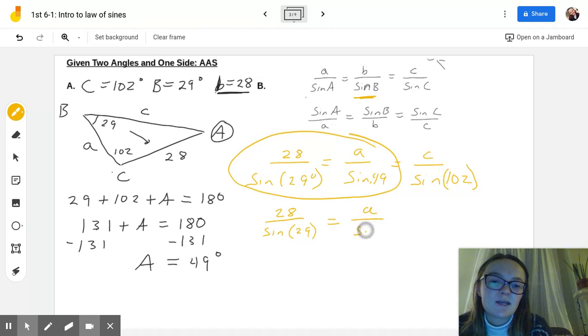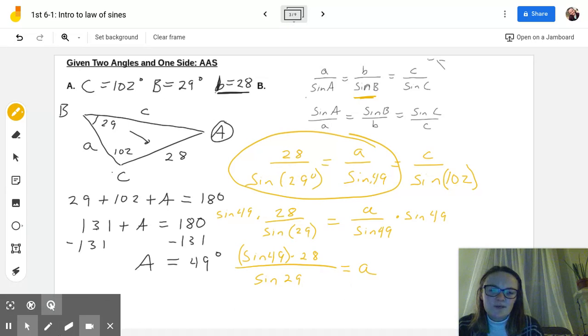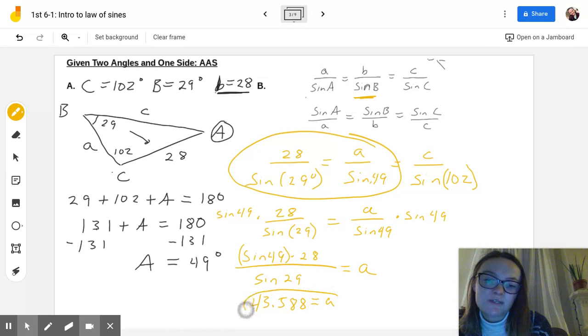So if I have A over sine of 49, and I want to get 49 out of the denominator, I'm going to multiply by sine of 49 on both sides. And so I get sine of 49 times 28 over the sine of 29 is equal to A. So if I evaluate this on my calculator, I don't think you can see this on your screen, so I'm going to pause and get a decimal approximation. Okay, after evaluating this on my calculator, making sure I am in degree mode, I got 43.588. And that's going to be the measure of side A.